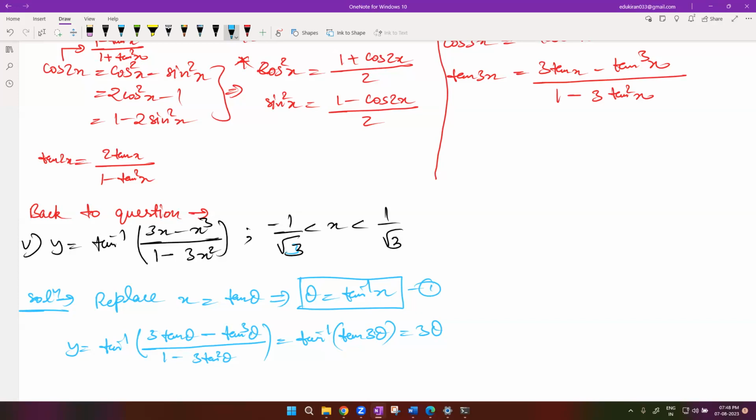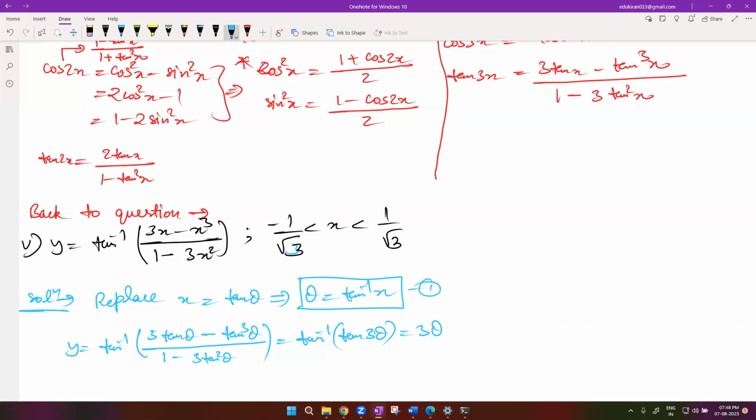Because if you put x as 1 upon root 3 and put it equal to tan theta, then tan theta is equal to 1 by root 3. So what is theta? 30 degrees, right? Now the final answer is 3 theta, so 3 into 30 is 90. So this 3 theta can be in between minus 90 to plus 90, which is actually the range of tan inverse. So to accommodate that range of tan inverse, it is given that x is from minus 1 by root 3 to 1 by root 3.